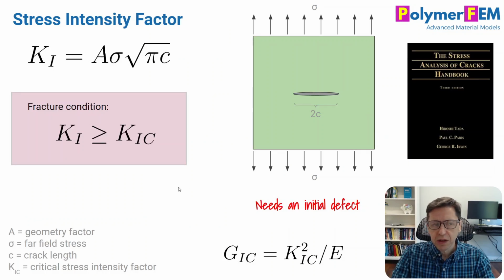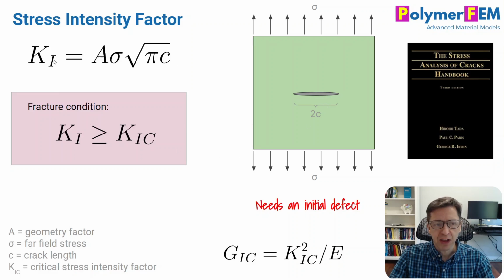So another way to specify a fracture mechanics condition for LEFM is to use this stress intensity factor K1. So K1, as we talked about, is equal to a geometric constant times the far field stress times square root of pi times the crack size, the initial crack size.